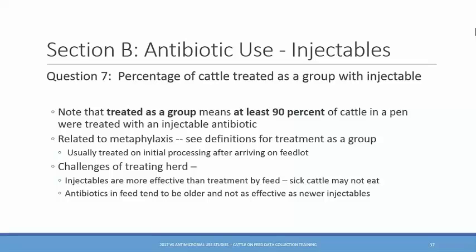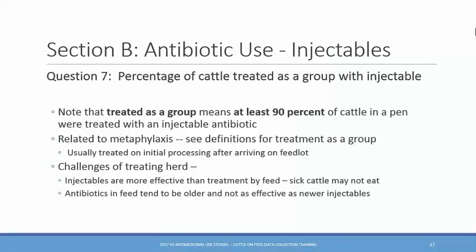So some notes on the challenges of treating at the herd level. Injectables are more effective than treatment by feed because sick cattle may not eat, and the antibiotics in feed tend to be older versions and not as effective as the newer injectables. So for producers who are interested in why we're looking at injectables, this is an important point. These are usually used on initial processing, and we have a description of using it only for the initial run on arrival, not for second or third uses.